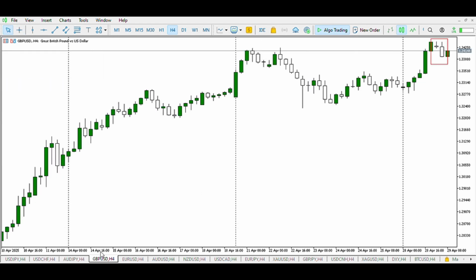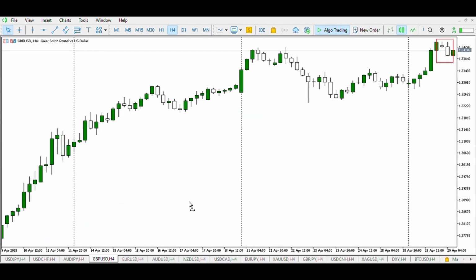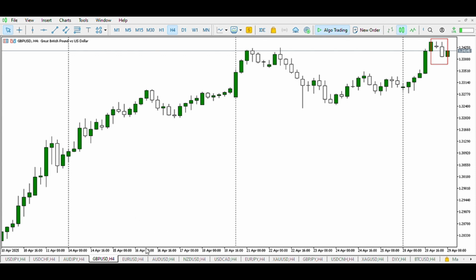We need to keep in mind that the market sells to buy and the market buys to sell. Why does the market do this?